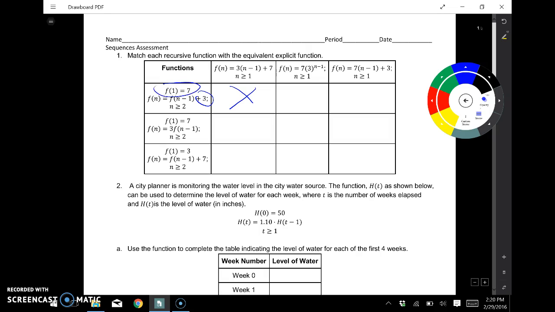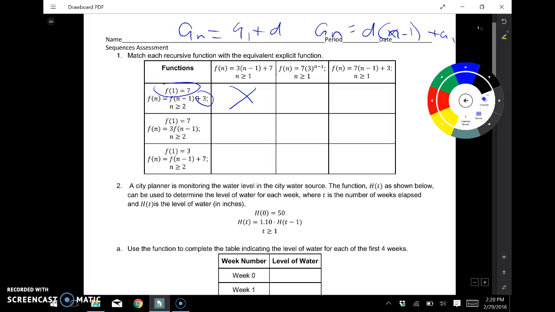So the function here could have been arithmetic, so it could have been a sub n is equal to a1 plus your common difference. In that case, that's the recursive for that one. The explicit will then be a sub n is equal to the difference times the previous term minus 1 plus the initial term. Okay, so those are explicit and recursive.